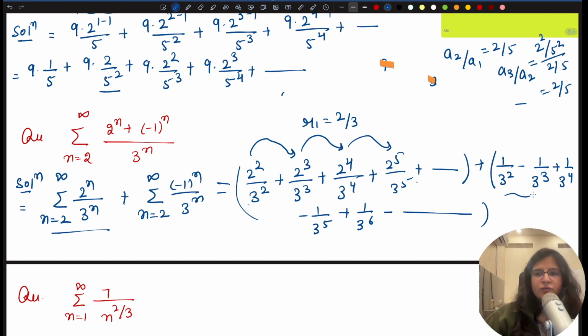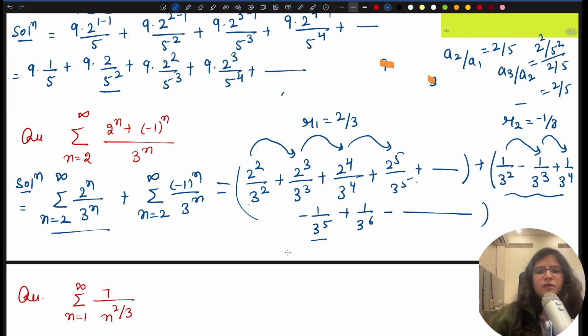And what is r2 here? In the second series, what is r? 1 by 3 square should be multiplied by what in order to get minus 1 by 3 cube? Multiplying by minus 1 by 3 will give it. Similarly, multiply by minus 1 by 3, you will get the third term. Similarly, multiply this by minus 1 by 3, you will get the fourth term and so on. You will keep getting terms this way. So r2 here is equal to minus 1 by 3.